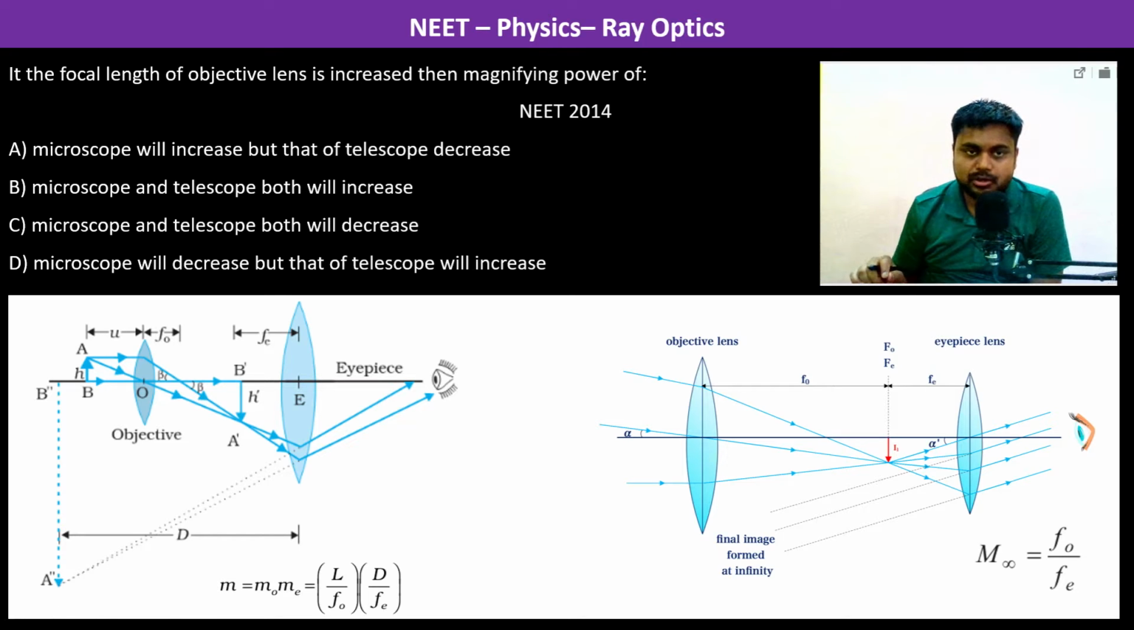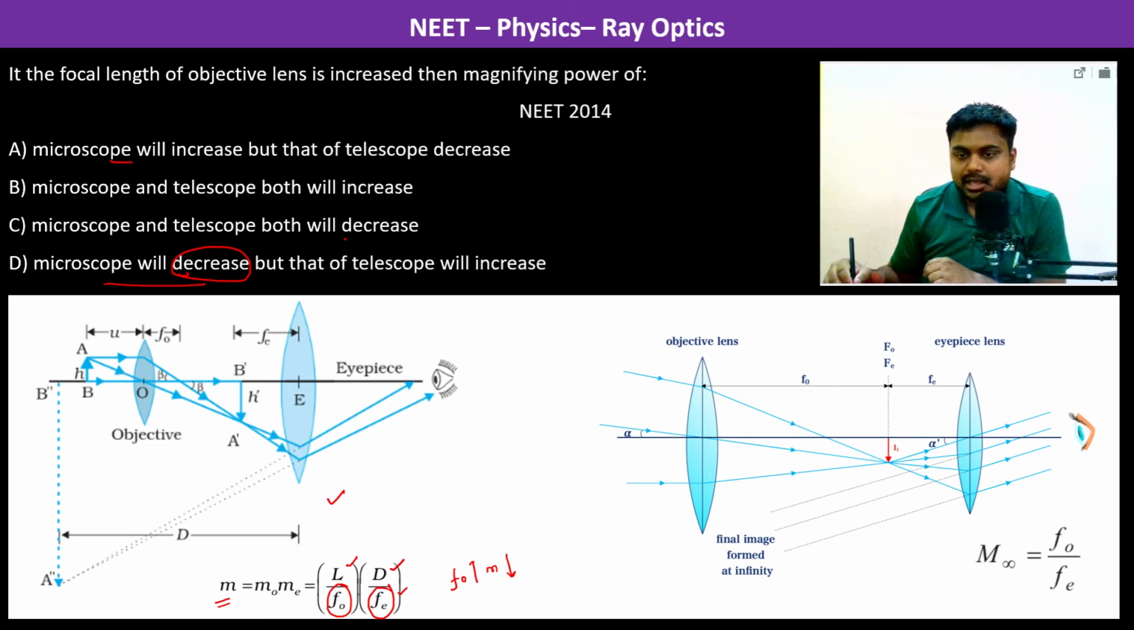If the focal length of the objective lens is increased, then the magnifying power of... so first of all we talk about microscope. So in microscope the magnification is given by L, which is the length of the tube, divided by focal length of objective, times the distance of distinct vision divided by focal length of eyepiece. So if FO increases, the magnification will decrease. So in microscope it's going to decrease.